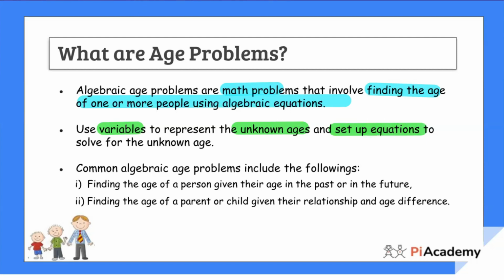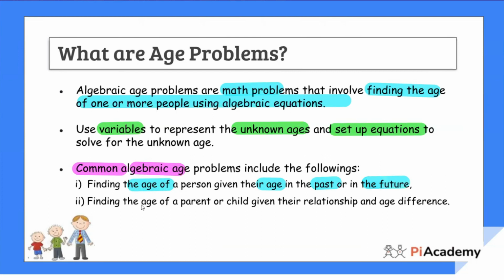Now let's talk about common algebraic age problems that include the following. So basically, the first common problem related to age problems is finding the age of a person given their age in the past or in future. So in this type, there is only one person, but there are two ages, like in past or in future or in present. Okay.